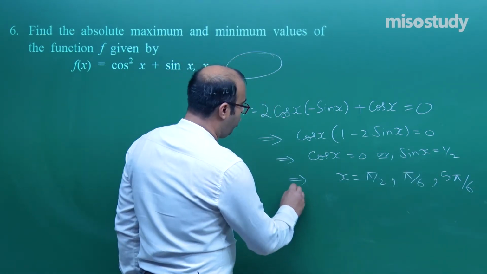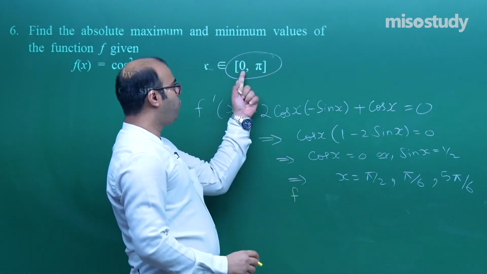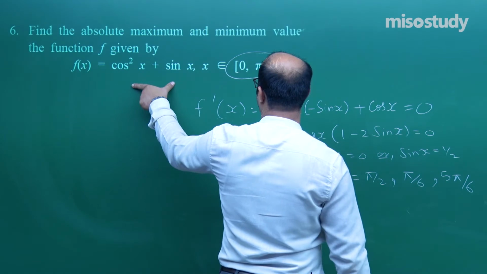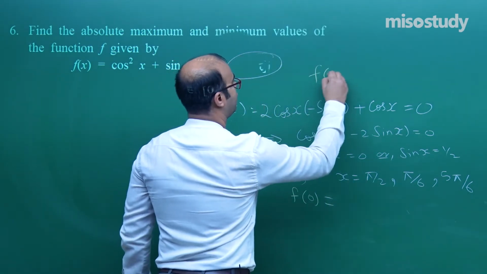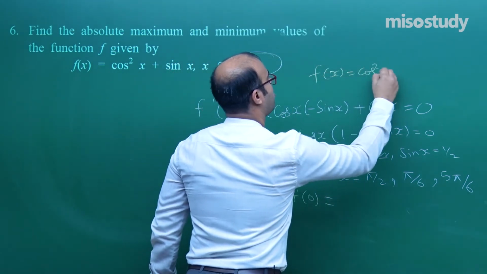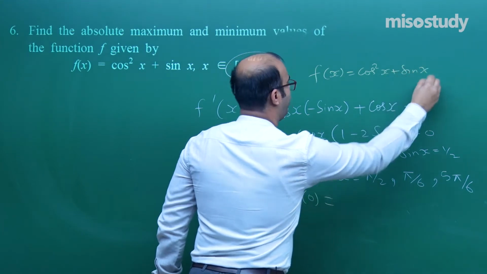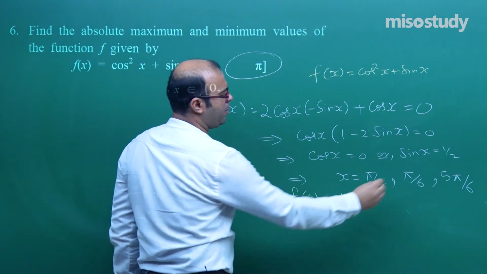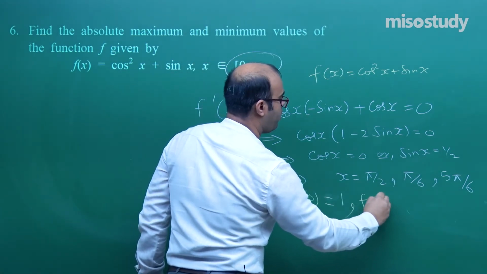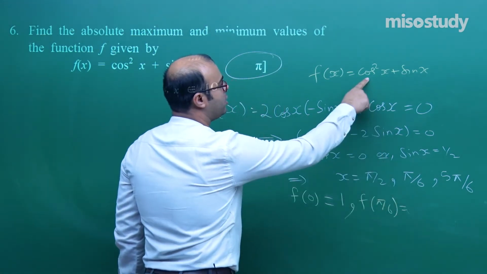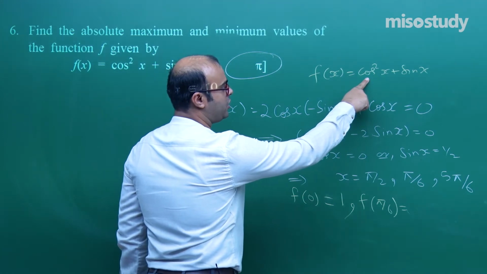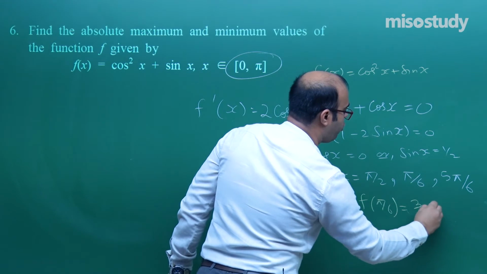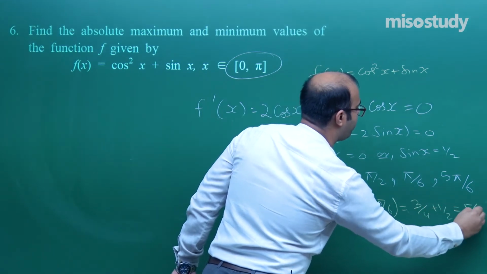So let us find the value of this function, where we will start from 0, f of 0. And what was the function? Cos square x plus sin x. When we put 0 here, we will get 1. Next let us put pi by 6. This will become cos square pi by 6, that is 3 by 4, and this will become 1 by 2. So 3 by 4 plus 1 by 2 is 5 by 4.